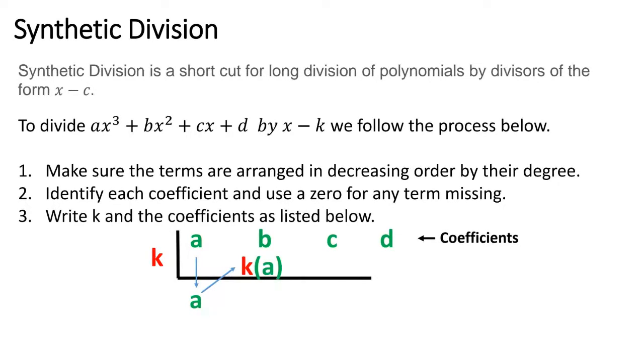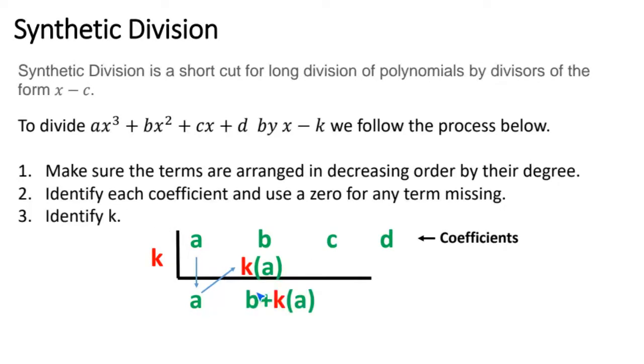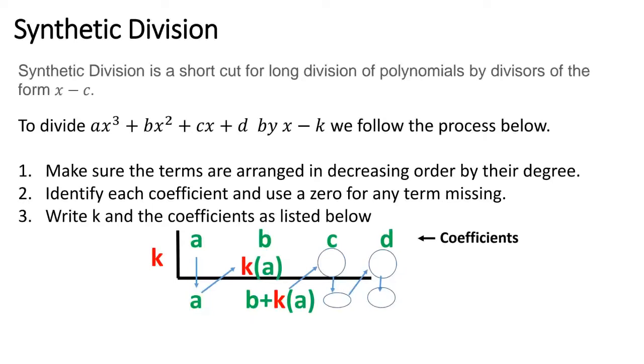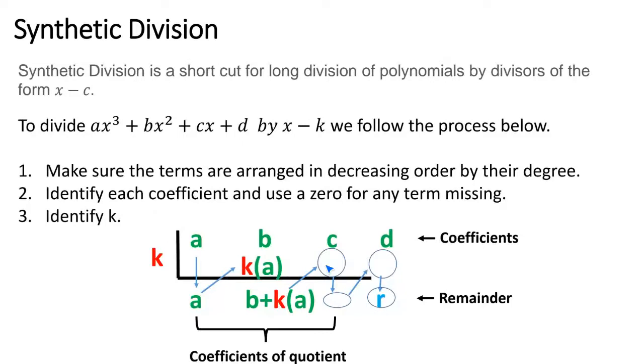And then we're going to add it to the b. So we have b plus k times a. And then we're going to repeat the same process. Okay. So with numbers, it'll be a little bit easier to follow. So let's try an example. Now, before I move on, the last number you get here, that's called your remainder. And then whatever's before your remainder is what's going to make up your quotient. Okay. So let's look at an example.